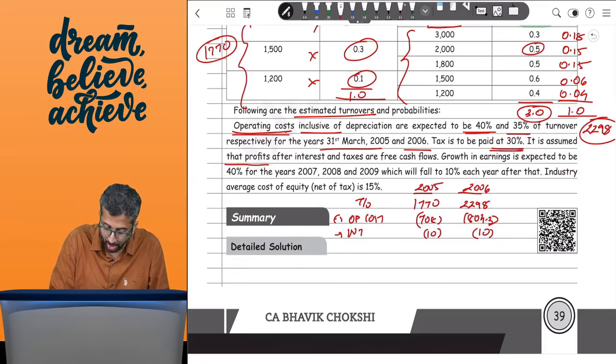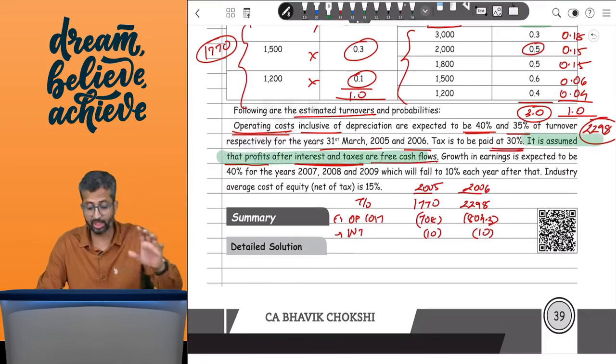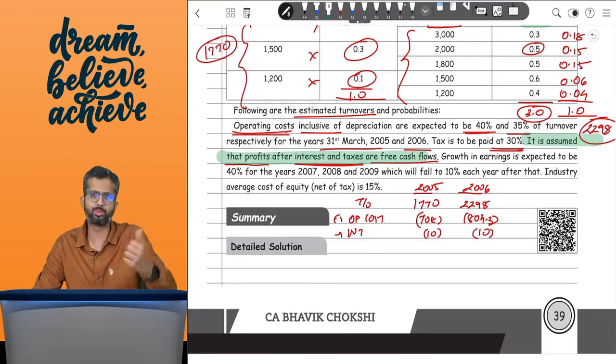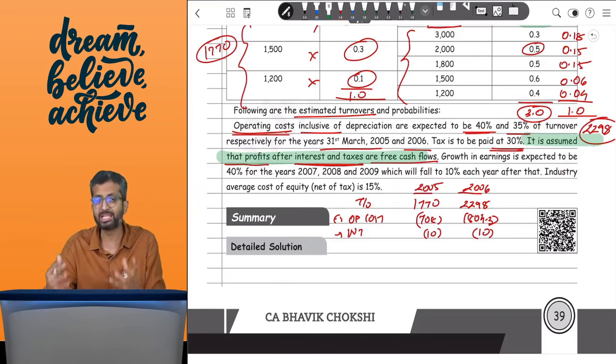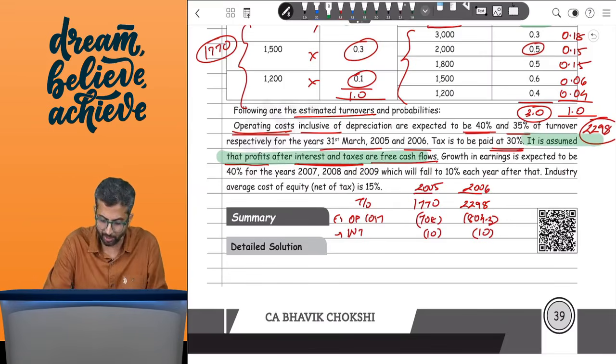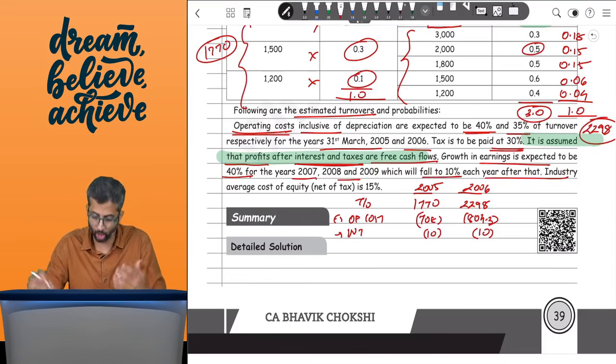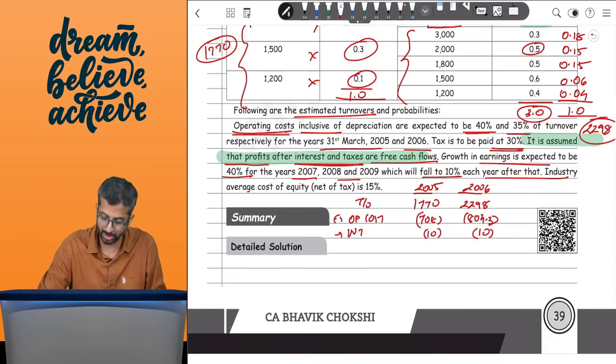It is assumed that the profits after interest and taxes are free cash flows. A very important sentence. It is assumed that profit after interest and taxes are free cash flows, which means PAT is to be taken as free cash flows, and PAT belongs to whom? Well, it belongs only to equity, and hence PAT is similar to FCFE, free cash flow to the equity. Growth in earnings is expected to be 40% for the years 7, 8 and 9, which will fall to 10% each year thereafter. So for perpetual growth, you will have to take the numbers. So this is 2007, 8 and 9, and after that there will be a perpetual growth.